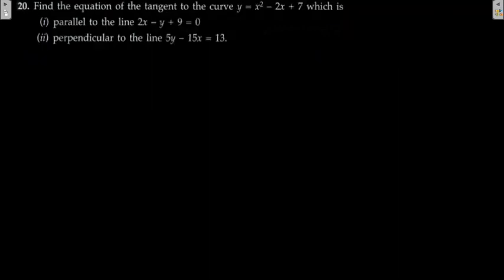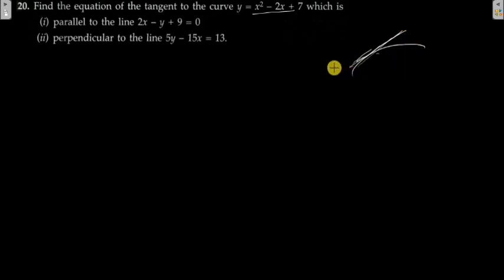Let's look at the next question. The next question here on the screen says, find the equation of the tangent to the curve, this one, which is parallel to the line 2x minus y plus 9 equals to 0. First, let's look at this. It's simple. You need to find the equation of the tangent to the curve. So let's say this is your given curve, and this is my tangent. This is my rough diagram.